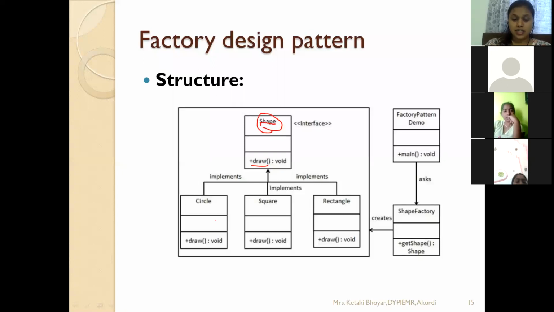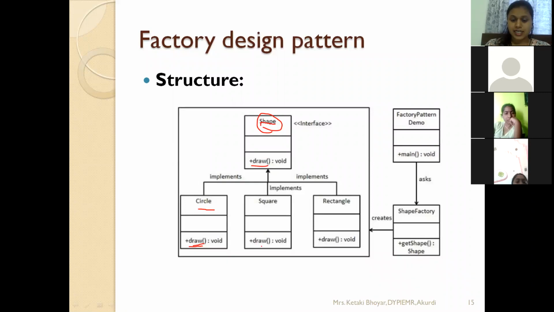Now the circle, square, and rectangle are the concrete classes which implement the method in the interface shape. Circle will implement the method draw in its own way, so the method will be overridden here. Are you getting this? The same method which is defined in the interface shape will be overridden here, and its implementation will be written for the circle.